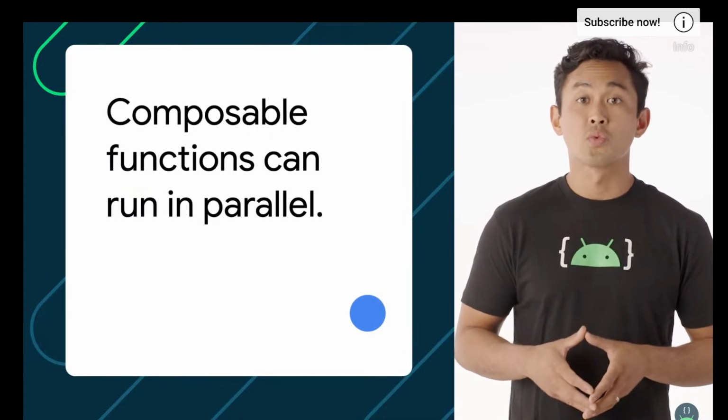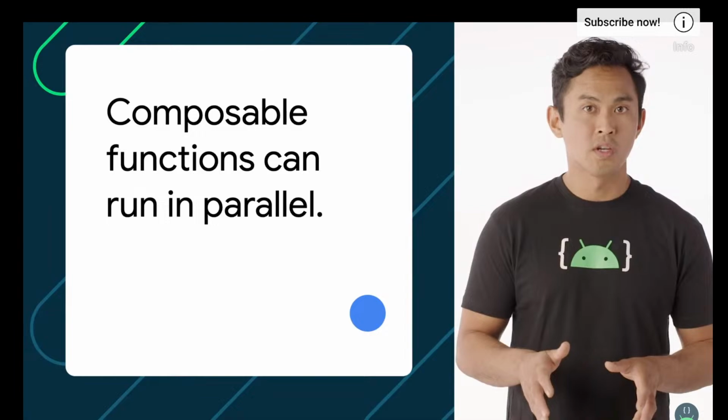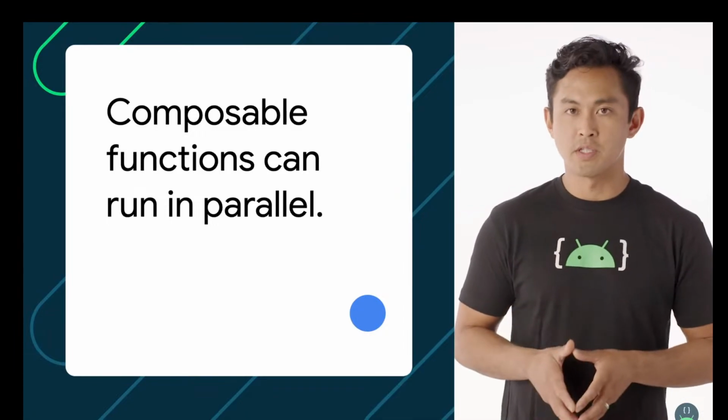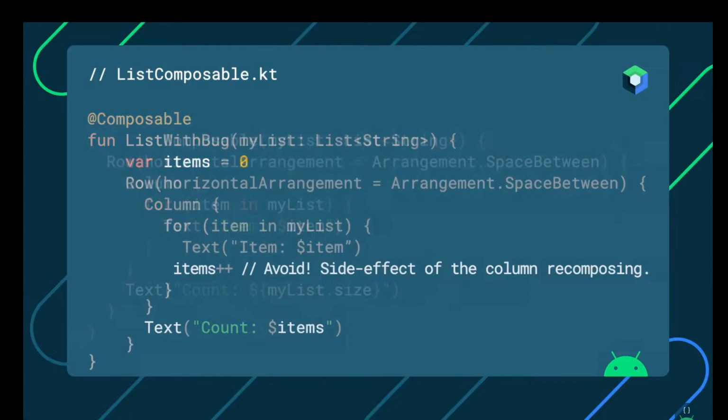Composable functions can also run in parallel. This lets Compose take advantage of multiple cores, which improves the rendering performance of a screen. In this code snippet, the code runs side effect free and transforms the input list to UI. But if the function writes to a local variable, such as in the snippet, this code is no longer considered side effect free and may result in odd behaviors in your UI.